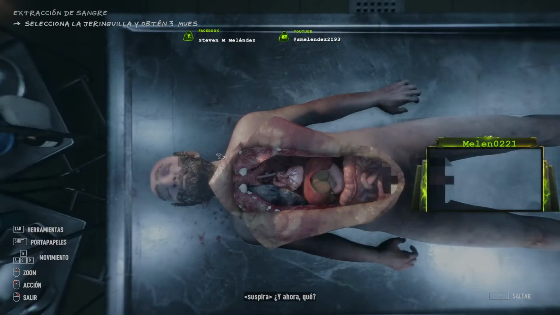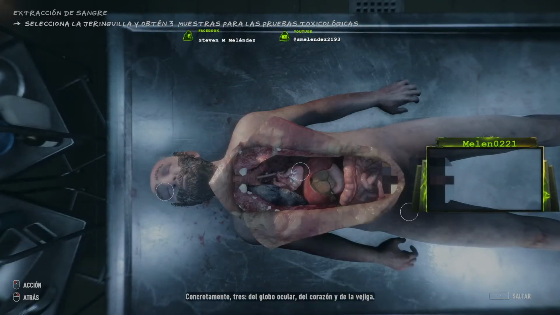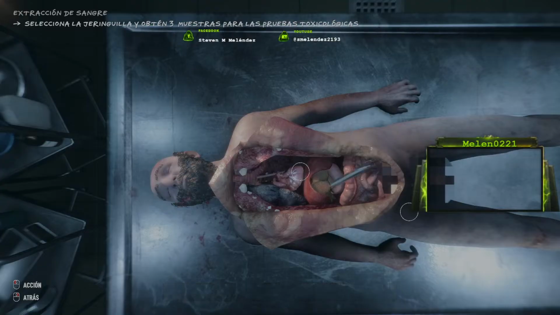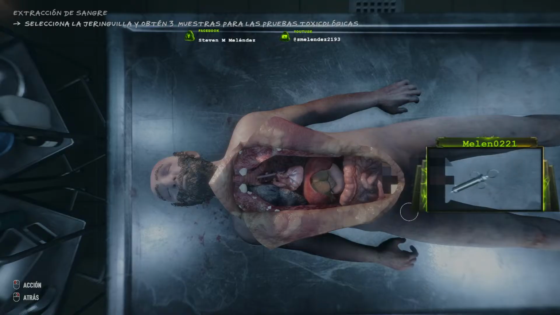What now? The syringe. Now's a good time to collect some samples. Specifically, from the eye, vitreous humor analysis is very useful in indicating long-term alcohol abuse. 5 milliliters from the left ventricle should do it. From the bladder, we draw about 10 milliliters of fluid.